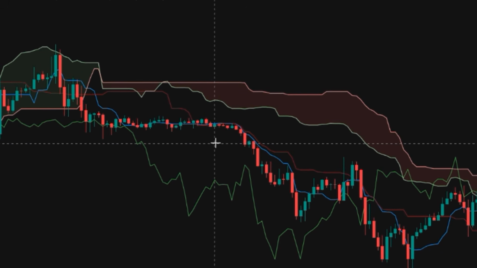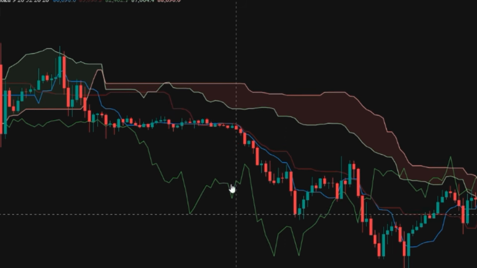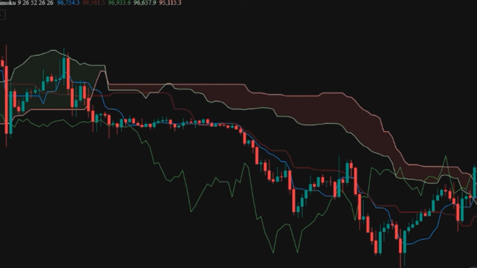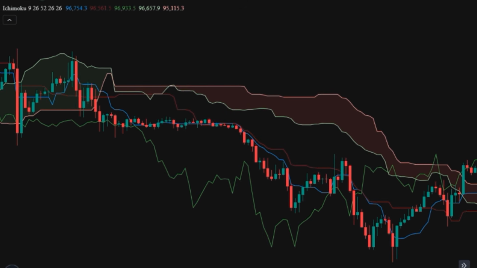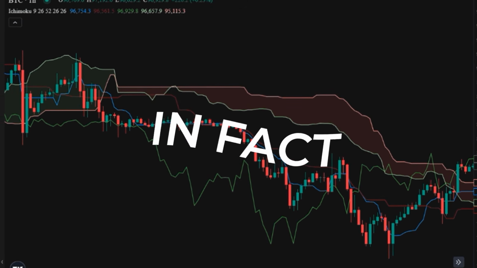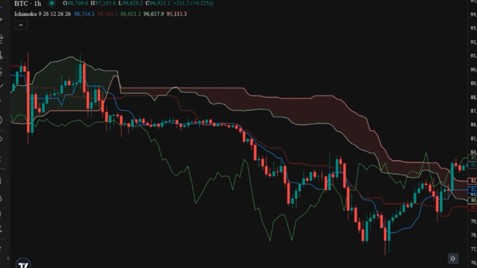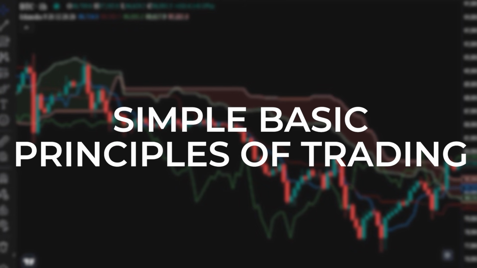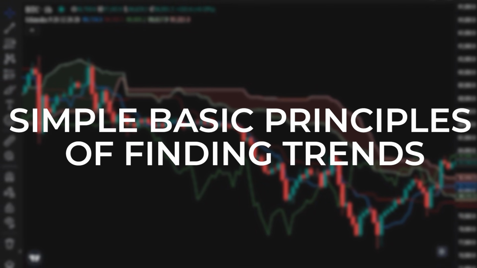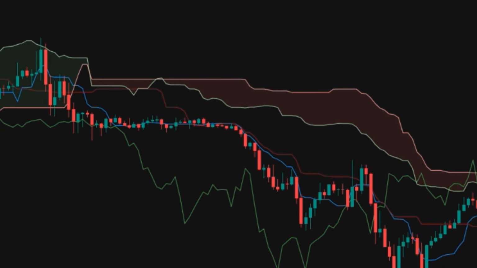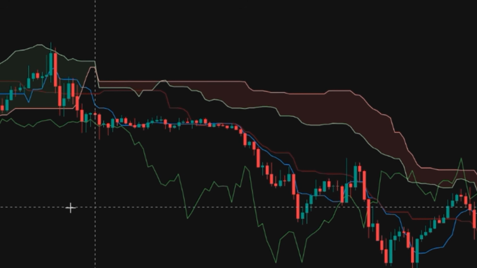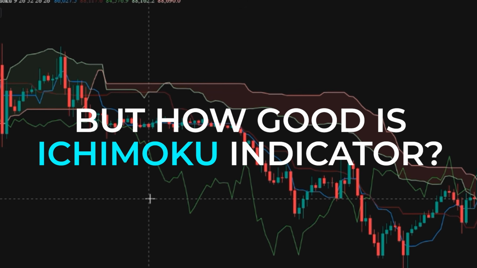At first glance, the indicator seems to be very complicated. If you add it to the chart, it will look literally like this. And a beginner at this point may think that he will not be able to cope with this indicator, that it is too complicated, and so on. In fact, the Ichimoku indicator has simple basic principles of trading and finding trends laid down in it. In particular, moving average crossover systems and so on are used here.